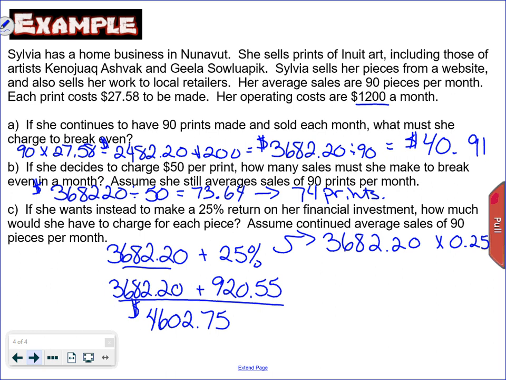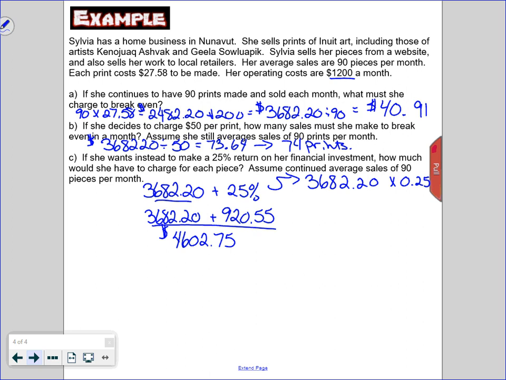So if she wants to make a 25% profit from her expenses, she's now going to have to make $4,602.75 from her sales. So to figure out how much she needs to charge now for each print, we're going to take this total of $4,602.75, and we're now going to divide this by 90 because that's how many prints she creates each month. When we do that, we find that she'll have to charge $51.14.